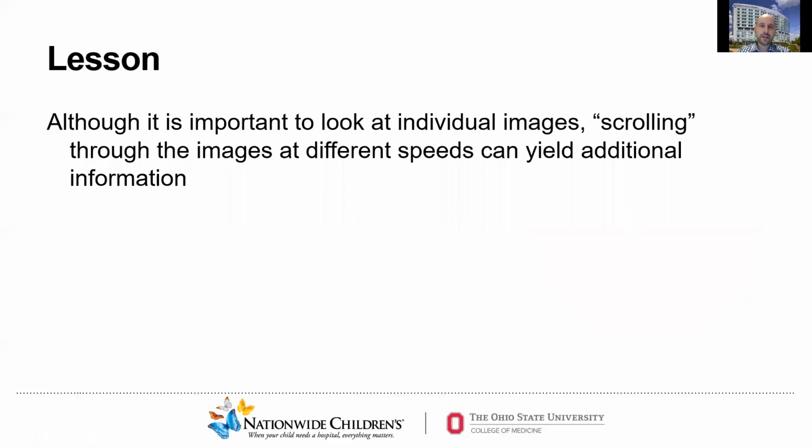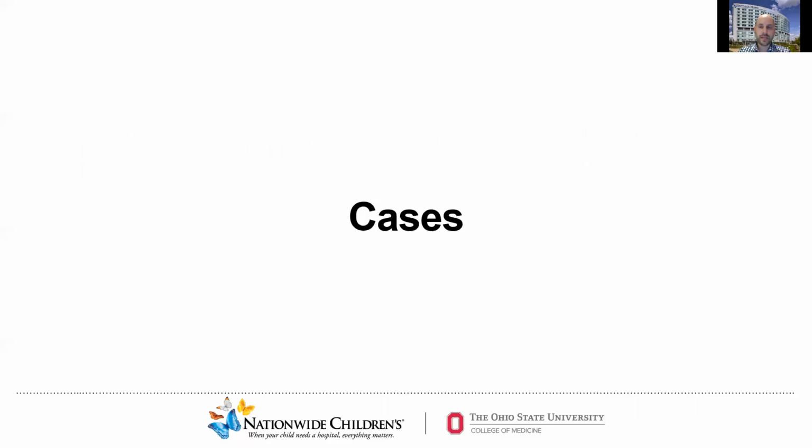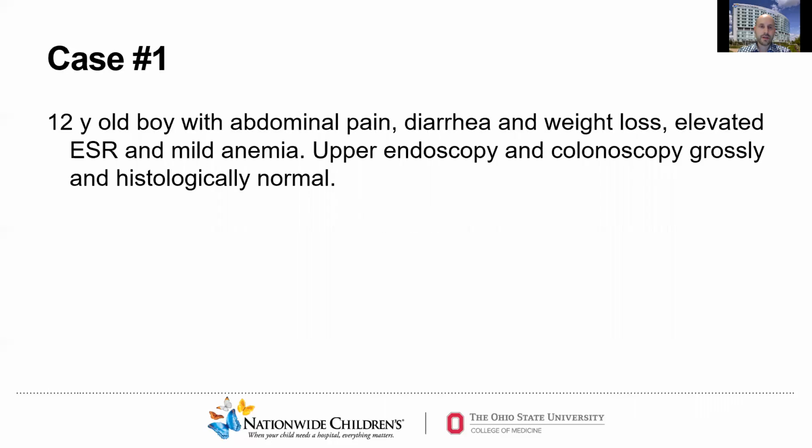So the lesson here is, although it's important to look at individual images, one should also scroll through the images at different speeds because that can sometimes yield additional information, such as the motility of the GI tract. Now we'll look at some cases.